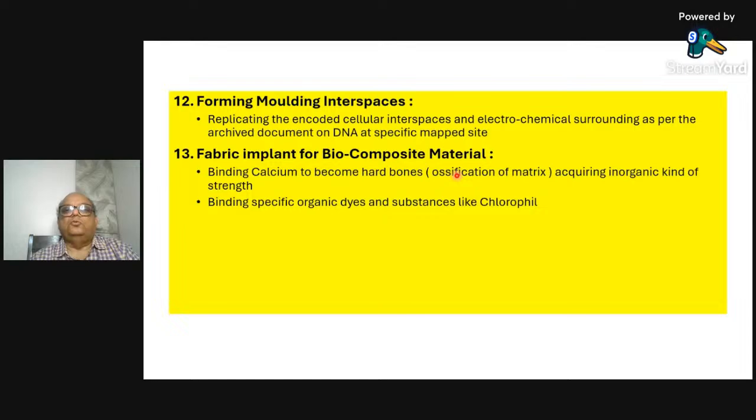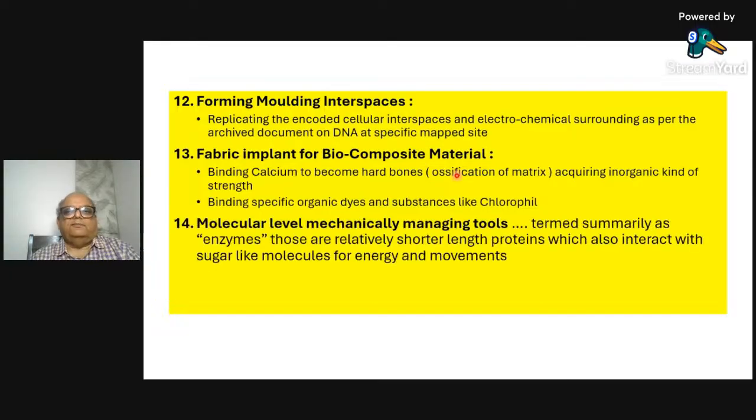macromolecules are also known to bind with organic dyes. I mean, that's how various colors are present in flowers, and dyes and substances like chlorophyll in leaves. Okay, so they can form a fabric which can bond with many kinds of molecules, many kinds of atoms, many kinds of pigments. Yeah, so to say.